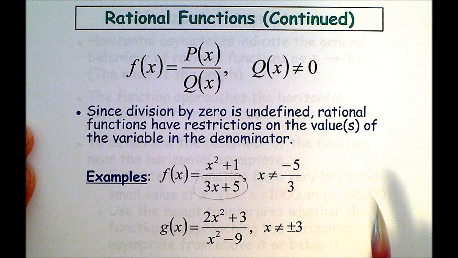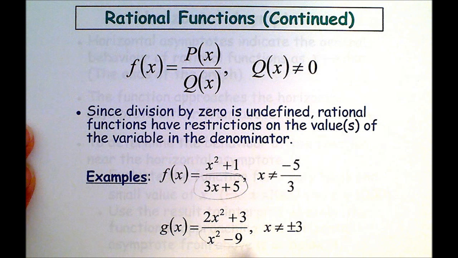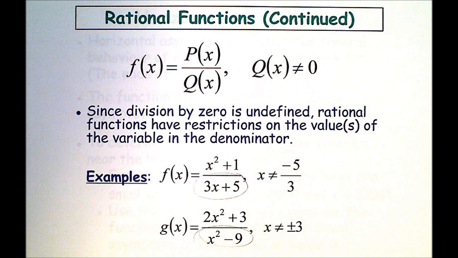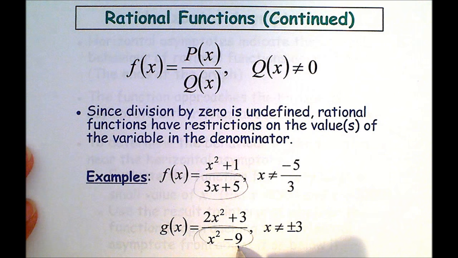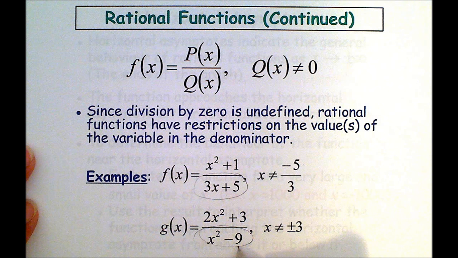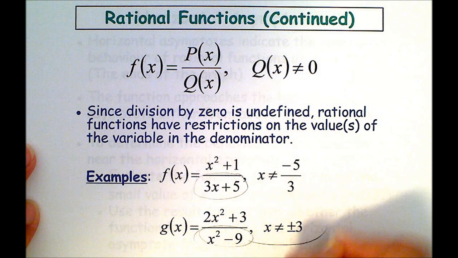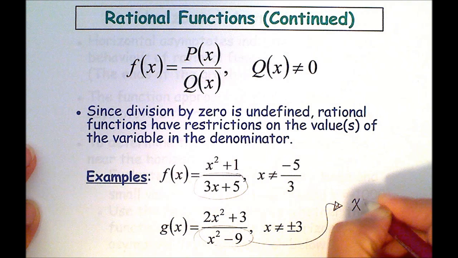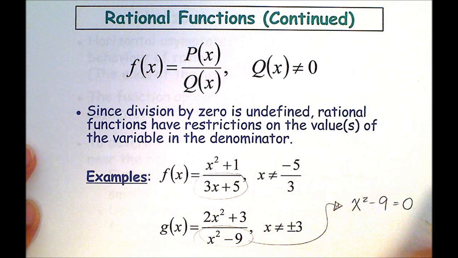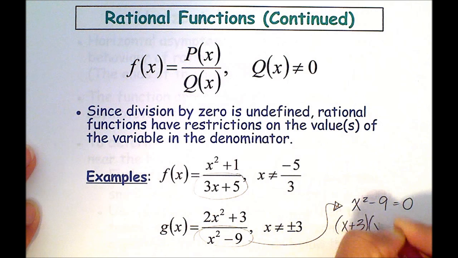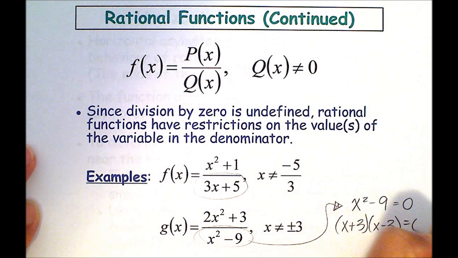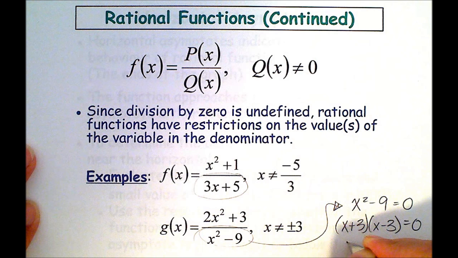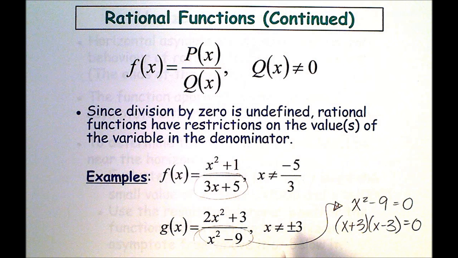Okay, you might also have an example where you have a quadratic function in the denominator. Again, that's a polynomial, so that's okay. And so you might possibly have more than one restriction in the denominator. In this case, we actually have 2 restrictions. If you try to solve x squared minus 9 equal to 0, you get x plus 3 and x minus 3. And so that tells you that x cannot equal positive and negative 3. So that's the restriction that we have there.